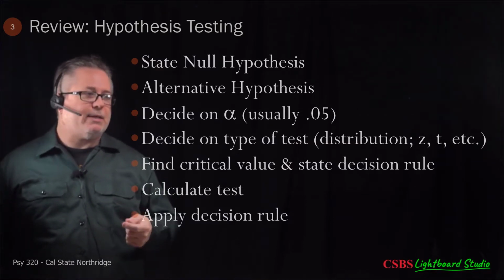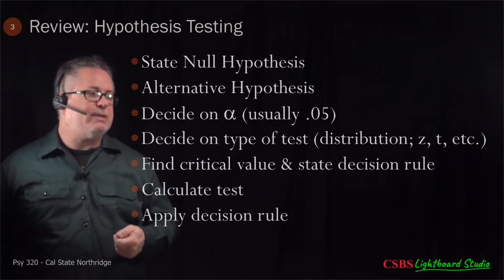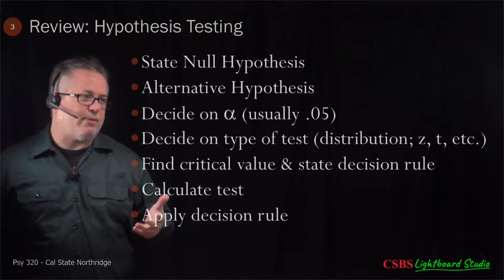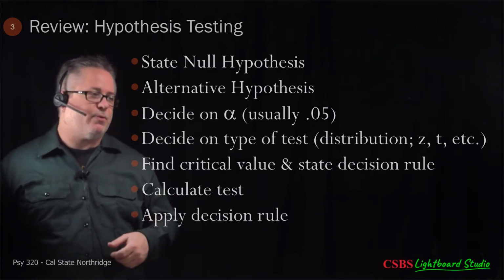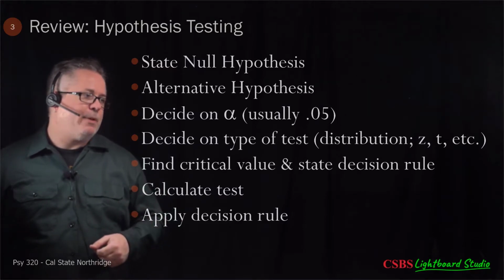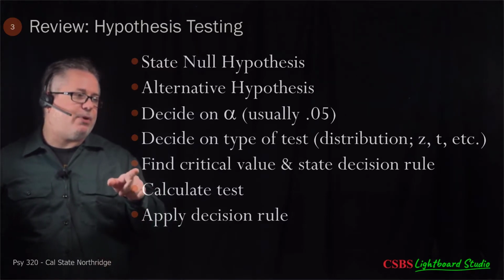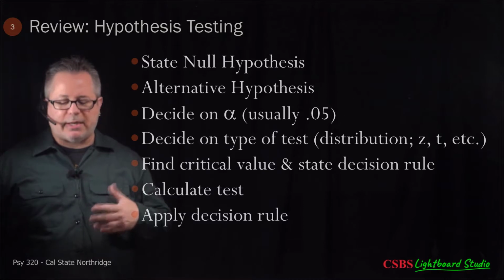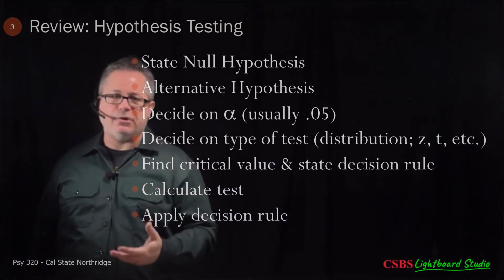And today we're going to add to that a dependent samples t-test. So you'll now have three different tests to choose from, and it'll depend on the kind of data you have. Then we're going to talk about how do we find critical values, and once we have the critical values, how do we then state a decision rule?